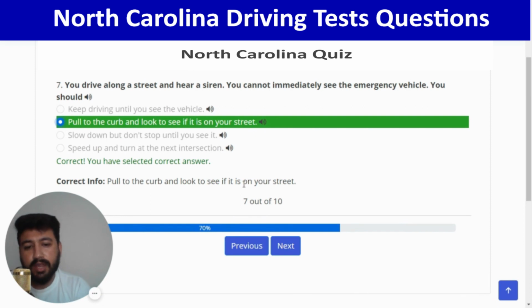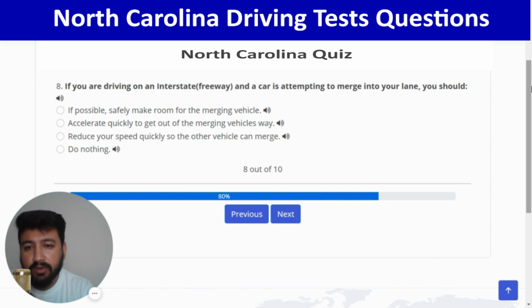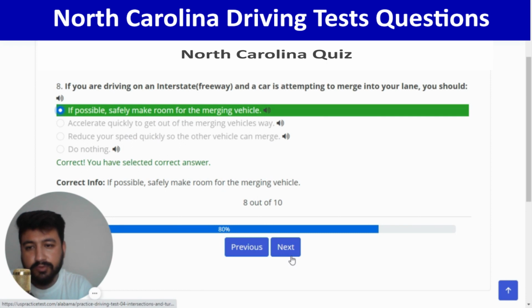This is the correct one, and we will move to the eighth question of quiz number 4. If you are driving on an interstate freeway and a car is attempting to merge into your lane, you should... The right answer of this question is, if possible, safely make room for the merging vehicle. So I'm going to select the first option, correct, and we will move to the second last question of quiz number 4.